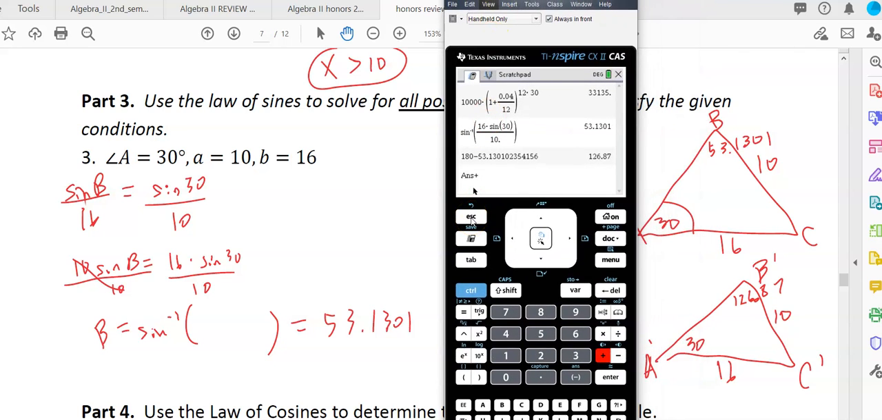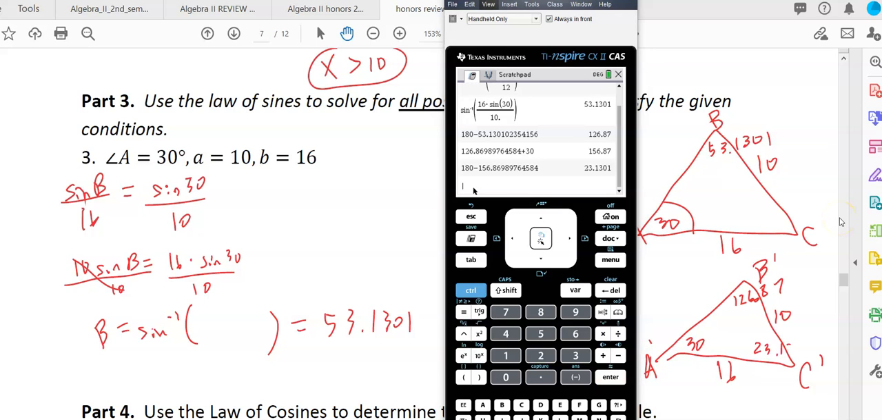So plus 30, 180 minus that. So this one's 23.1301. The other angle there would be that plus 30, and 180 minus that is 96.8699. You've got to use law of sines one more time for each one of these.